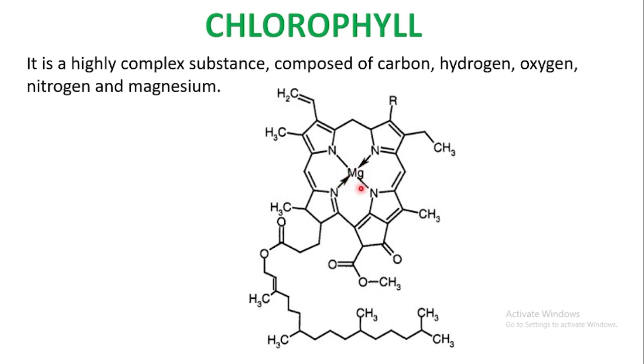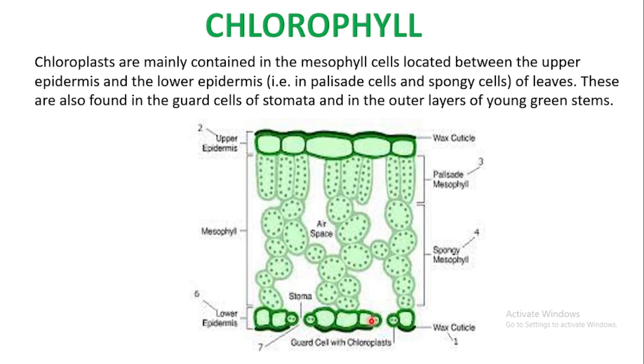Magnesium is the metal in the form of complex, and these are the other substances like carbon, hydrogen, oxygen and nitrogen. You don't have to remember this diagram. Just remember the constituents. I have given this diagram so that it is very clear to you and you remember the constituents very well.